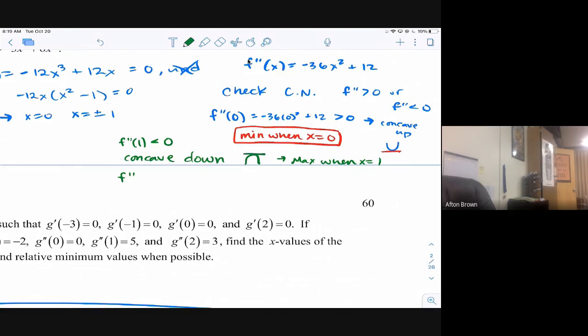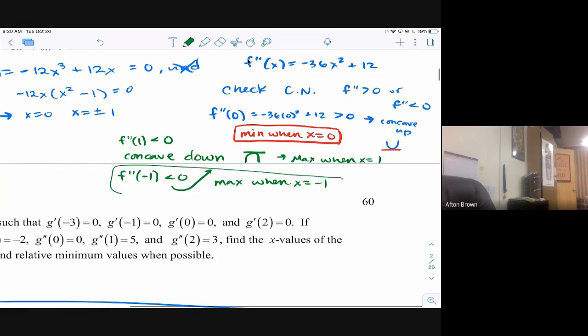Let's do the second derivative at our third critical number, which was negative 1. If we plug negative 1 into here, do we get a positive or a negative? What happens when you square negative 1? You just get 1, right? So squaring it goes away, it's still positive. So negative 36 plus 12, still negative. So I would get the exact same logic here. So that means that there is a max when x equals negative 1.